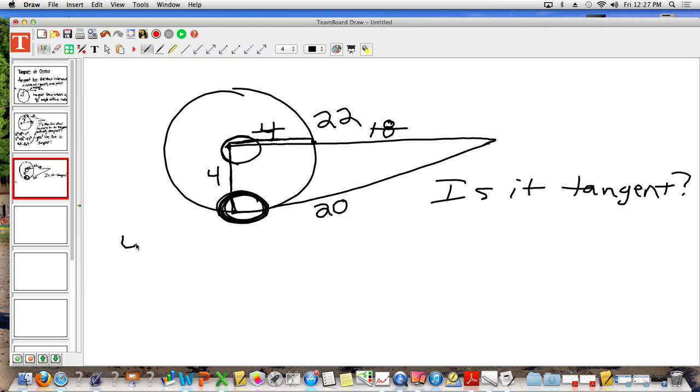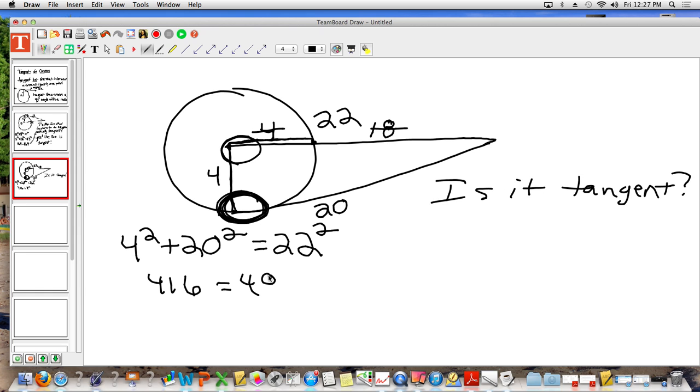Let's check to see if this works. Is 4 squared plus 20 squared equal to what number squared? 22 squared. Is 4 squared plus 20 squared equal to 22 squared? So, do the math. This is 16, this is 400. So I think you get 416 over here. Alright, what is 22 squared? 484. Okay, thank you. 484.